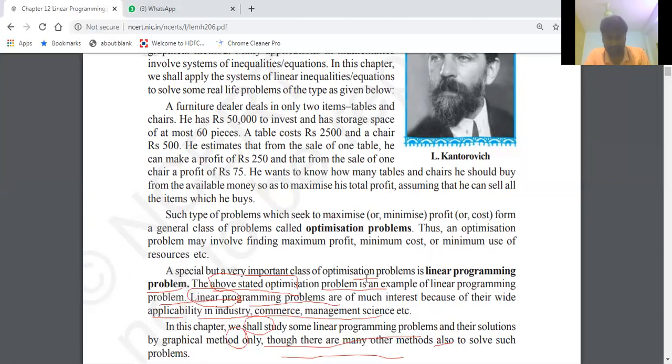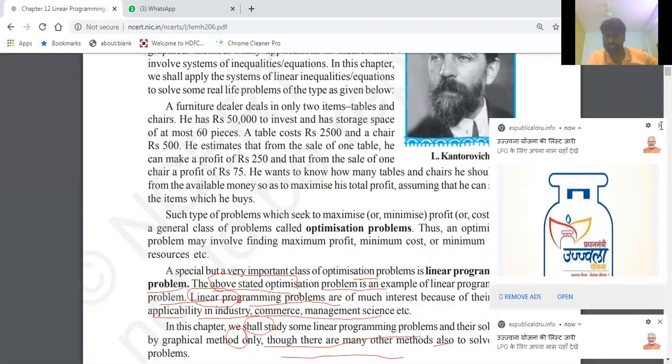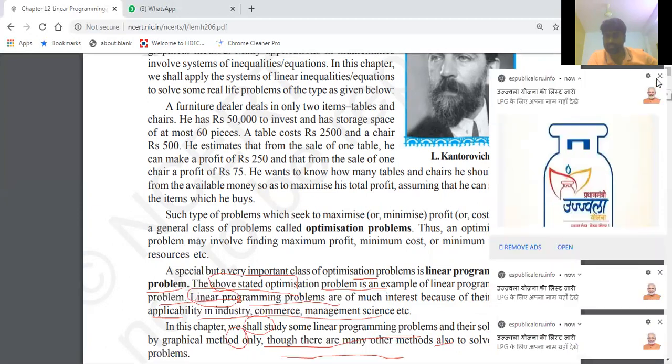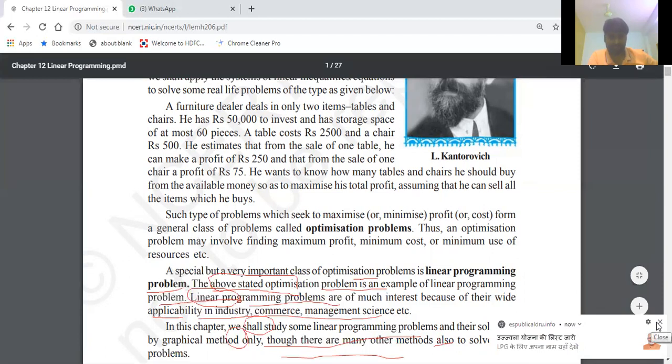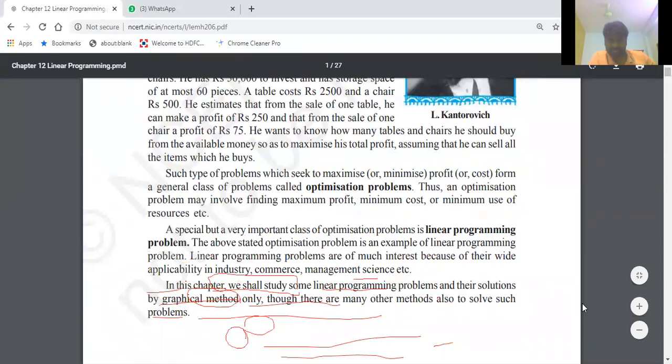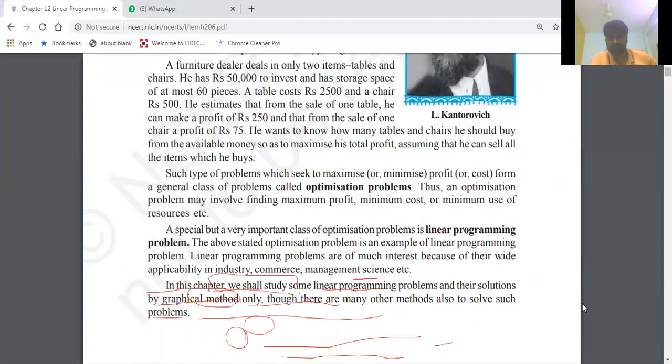The above stated problem is an example of a linear programming problem. Linear programming problems are of much interest because of their wide applicability in industry, commerce, management, science, etc. Obviously, in all these situations the need for linear programming is inevitable. Correct. In this chapter, we shall study some linear programming problems and their solution by the graphical method only.